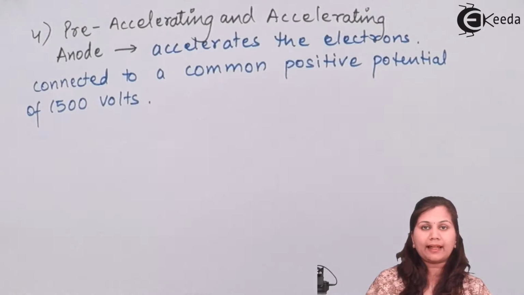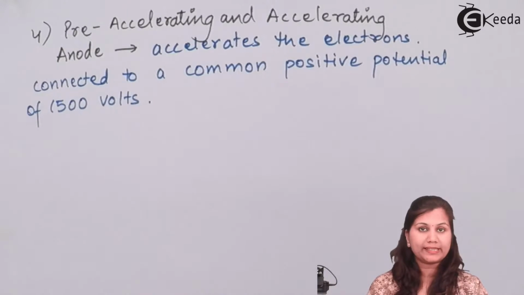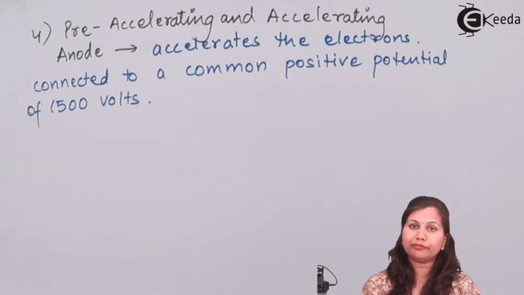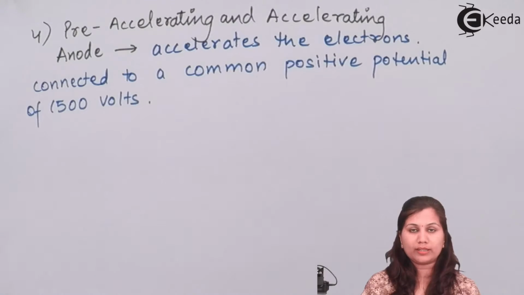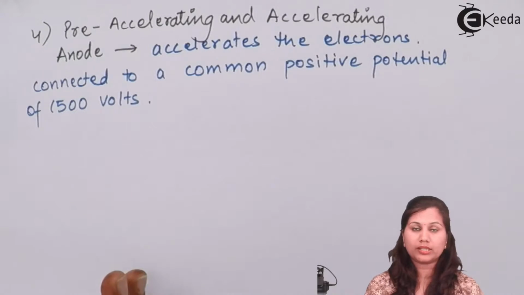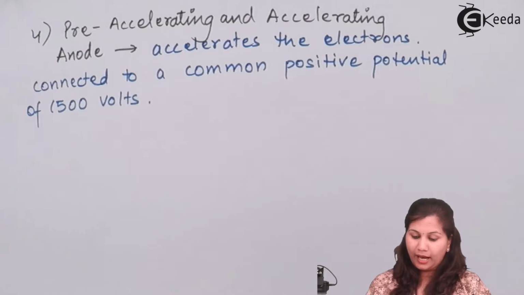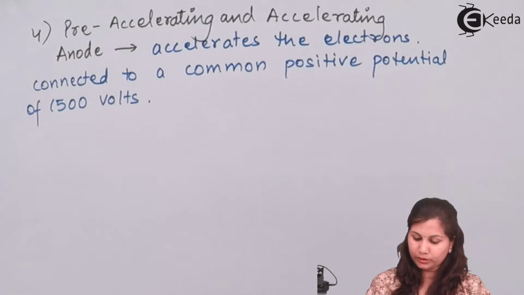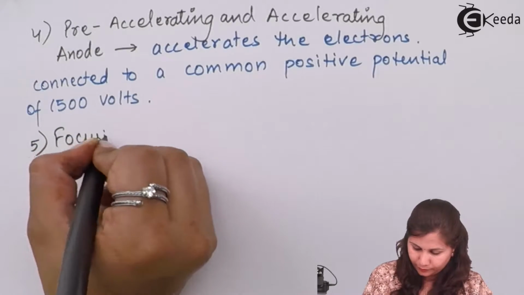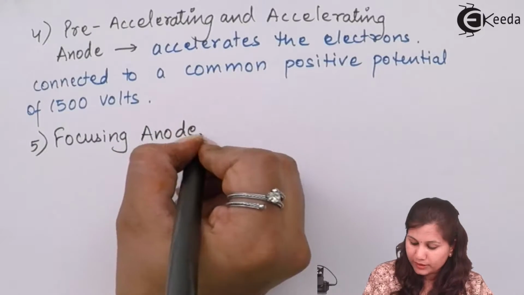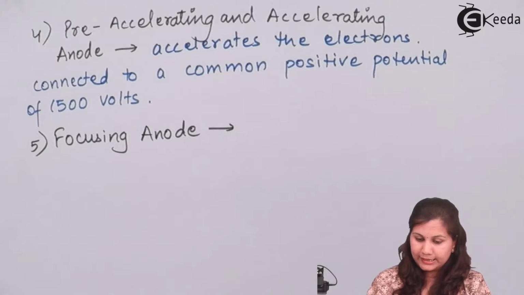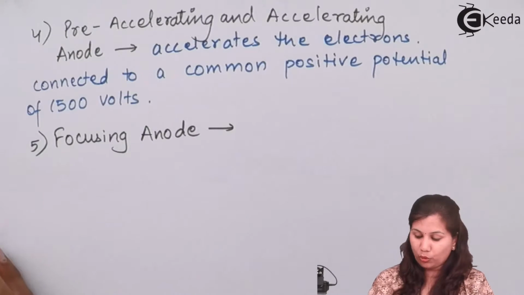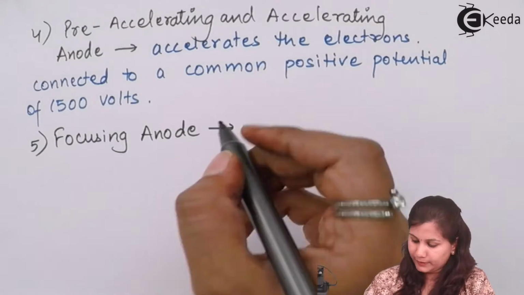So the pre-accelerating and the accelerating anode are going to accelerate the electrons, and these anodes are connected to a common positive potential of 1500 volts. After coming out of the control grid, the electrons pass through these two anodes and then they are accelerated. After that we have the focusing anode. The function of the focusing anode is to focus the beam of the electrons, and this is connected to an adjustable voltage of 500 volts.